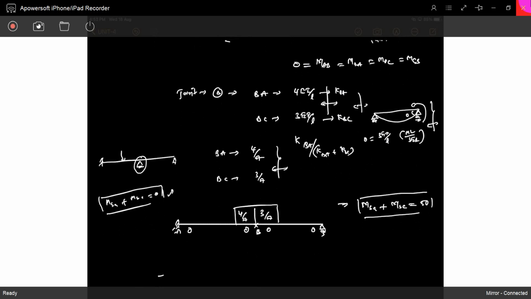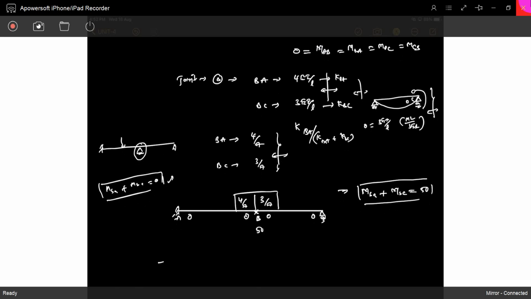So how can we distribute that 50? If you apply a 50 at the joint B, how is it distributed to BA and to BC? Based on the stiffness factors again. What are the stiffness factors? 4 by 7, 3 by 7. So we apply a 50 here at the center. How is it distributed? 50 divided by 4 by 7, what is that value?